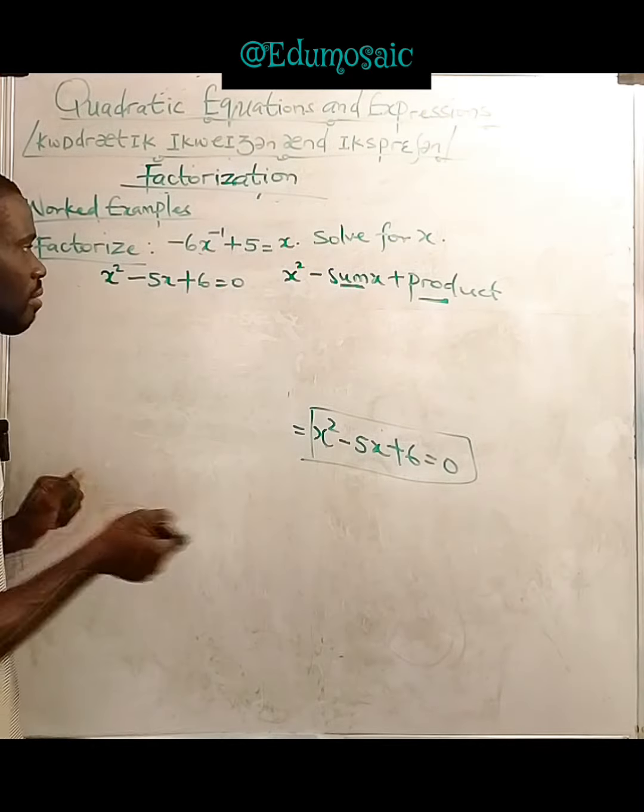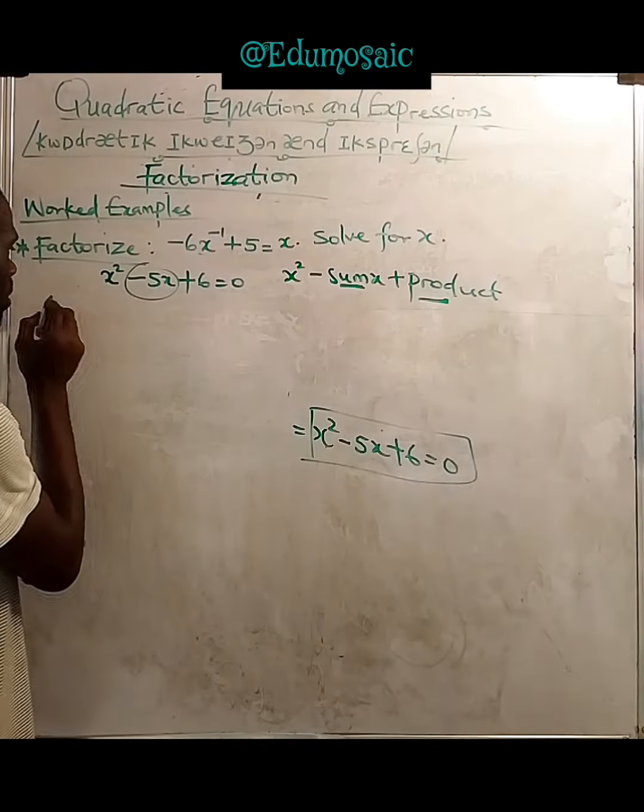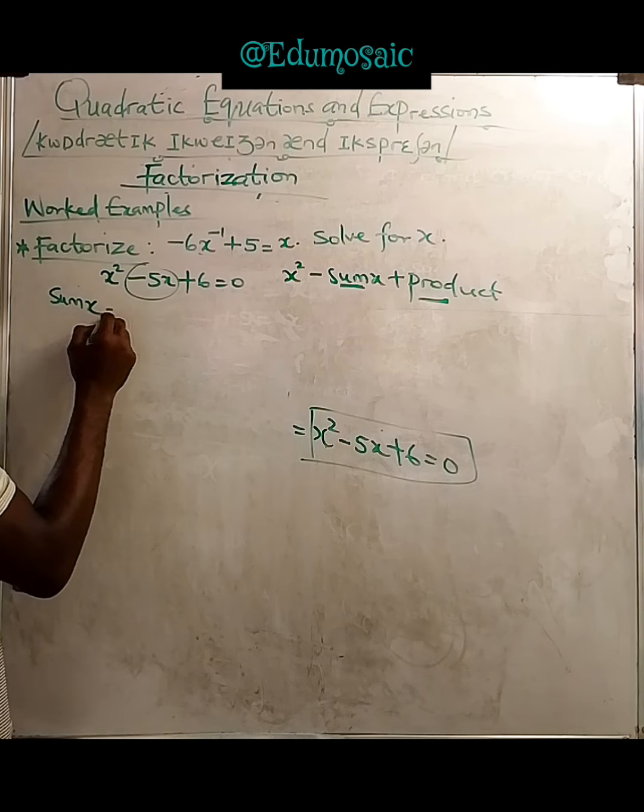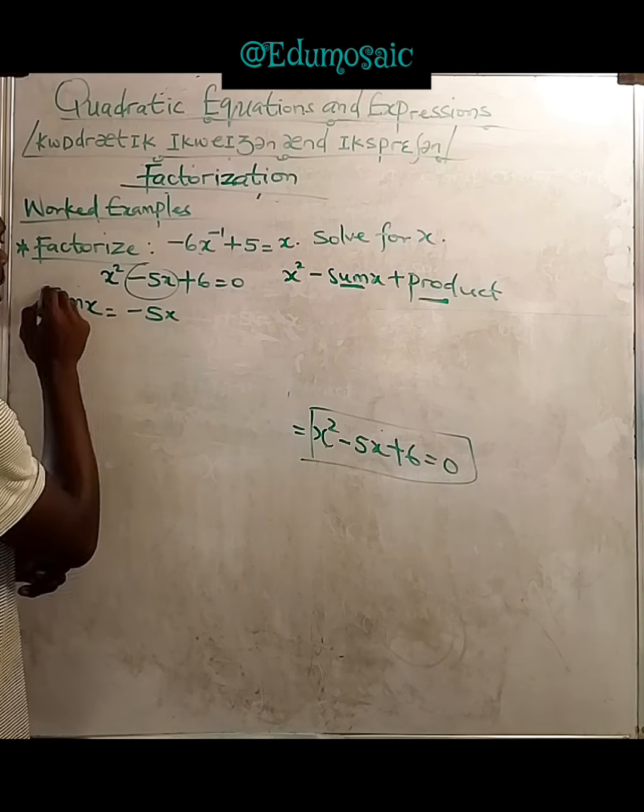So now the sum is right there in the middle. As you can see, there's the sum. The sum x is minus 5x. Now how do we get the product?